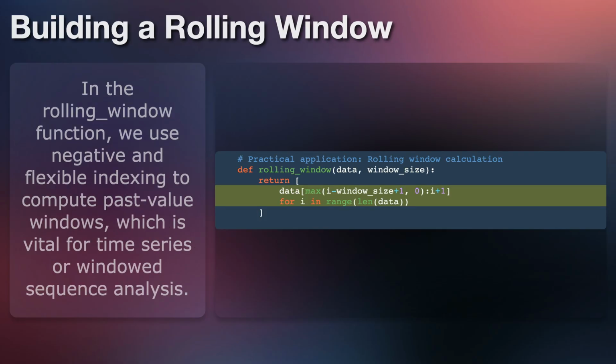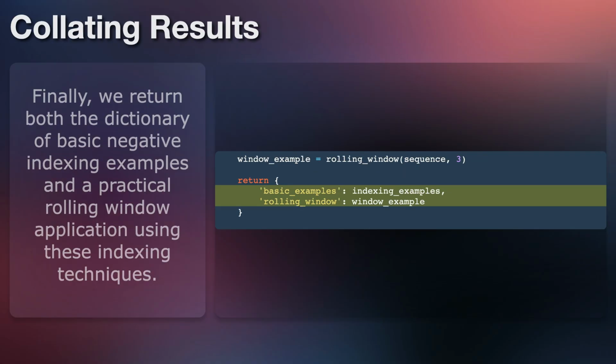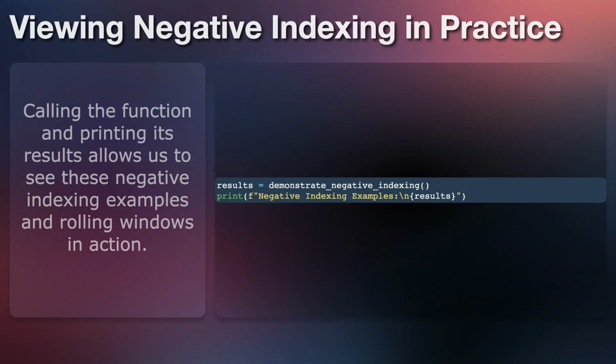In the rolling window function, we use negative and flexible indexing to compute past value windows, which is vital for time series or windowed sequence analysis. Finally, we return both the dictionary of basic negative indexing examples and a practical rolling window application using these indexing techniques. Calling the function and printing its results allows us to see these negative indexing examples and rolling windows in action.